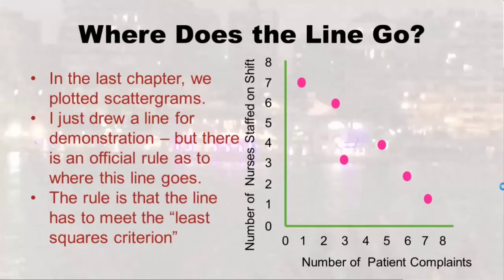So one of the things you probably wondered when you were watching the last lecture is, how do you know exactly where to draw this line when you have a scatter plot? Like, how do you know where to make the line the most fair? So in the last chapter, when we plotted the scattergrams, I just drew a line there for demonstration, but there actually is an official rule as to where the line goes. Basically the rule is it has to meet the least squares criterion. If it meets that criterion, there's only one line that does, then that is where the line goes.